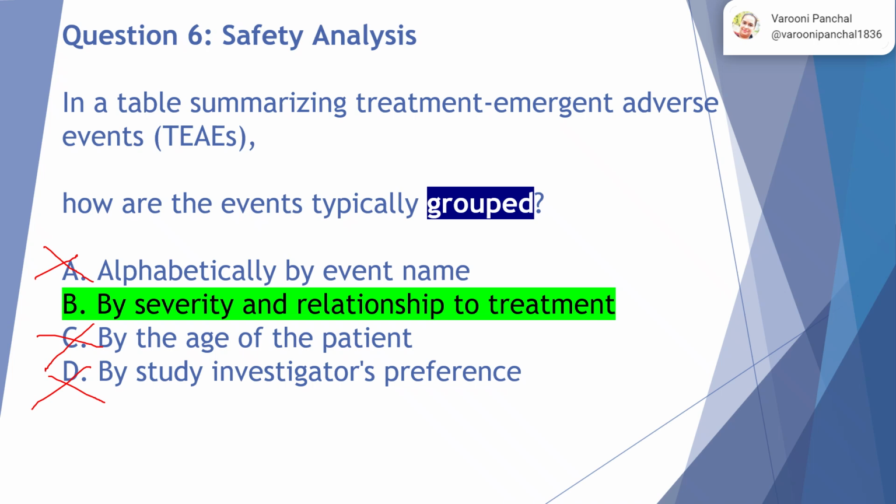Treatment emergent AEs have to do with severity and relationship to treatment. Hence, all those events are typically grouped by severity and relationship to treatment, so that you can come to know how many patients had mild, moderate, severe, and how many patients were related and unrelated to a specific treatment.